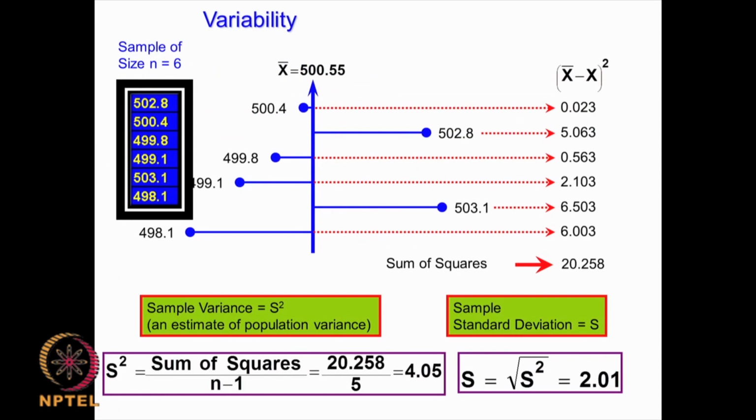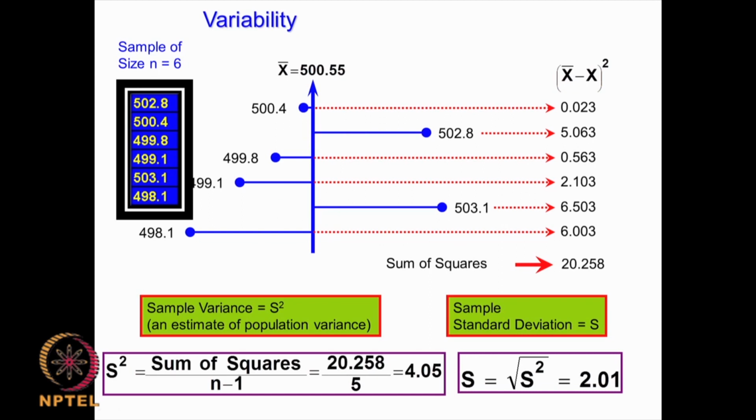The mean is okay, median is okay, mode is okay, but then we would like to know how this data set varies with respect to this average. That is a very important point, because that gives you an idea about the spread of the data.